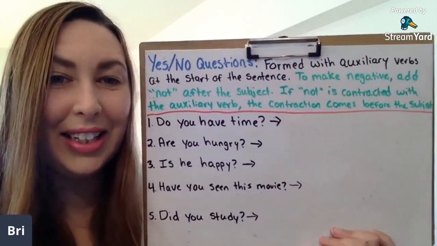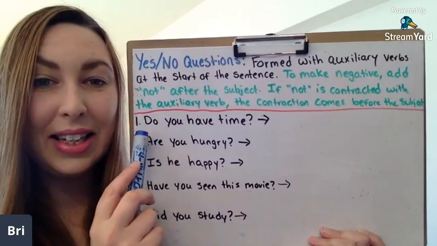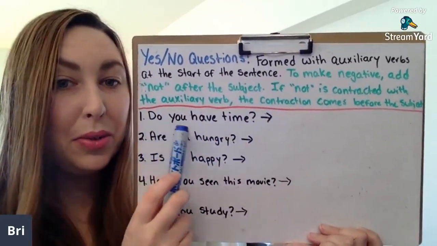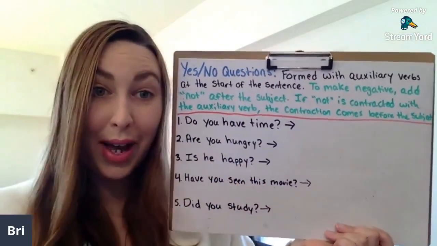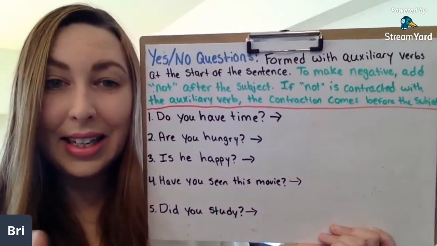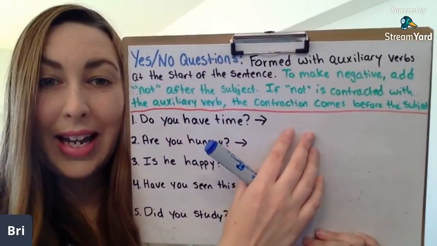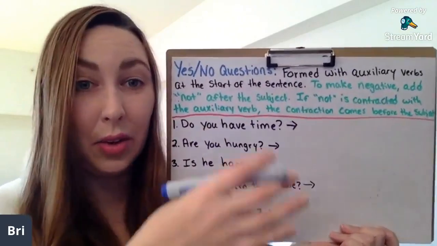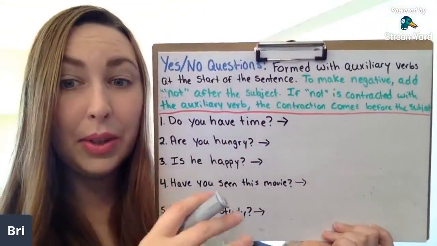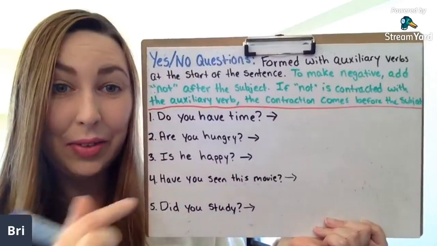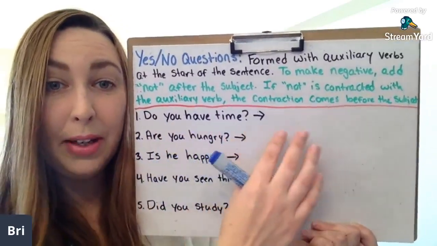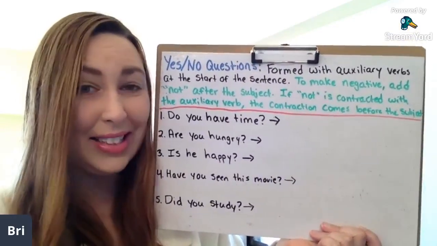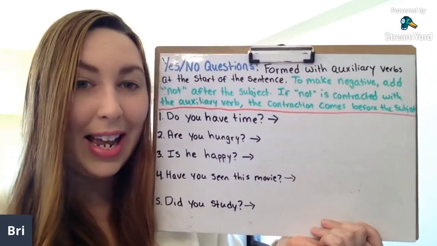All right, very good. So let's look at number 1. So we have a question here. Do you have time? Let's see. Can you make this into a negative as an interrogative question? So as an interrogative sentence. So we're going to make it into a question, right? It is a question here. Do you have time? But a negative question. Okay. Can anyone answer? How would you make this into a negative?